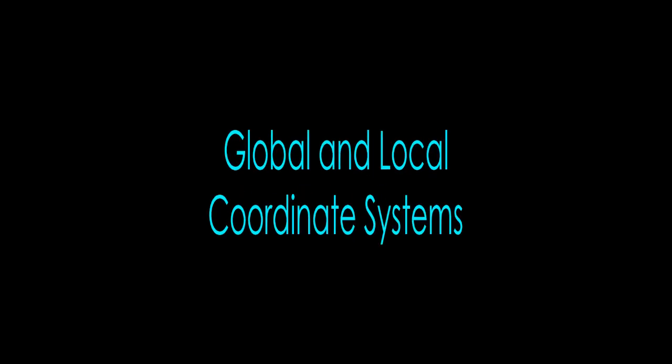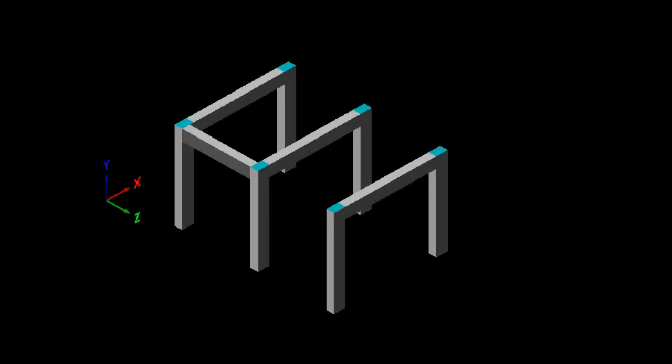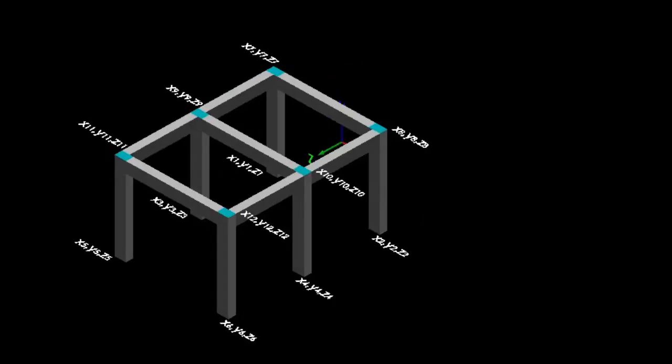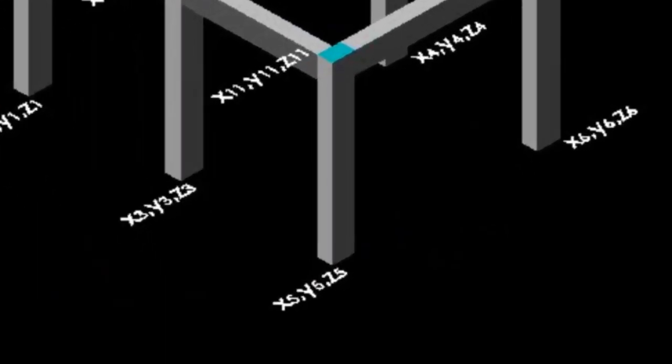In this video, we are going to learn local and global coordinate systems. Global coordinate system is a coordinate system which we use to generate any 3D finite element model. Beams, columns, supports, etc. are defined using joints or nodes. Joints or nodes are defined using their global coordinates. Joints or nodes have three different coordinate values, x, y, and z values corresponding to x, y, and z axis.